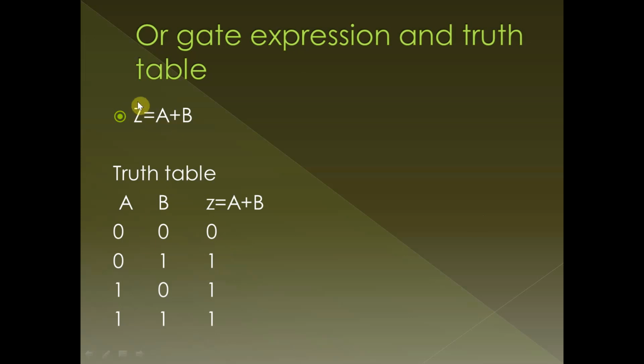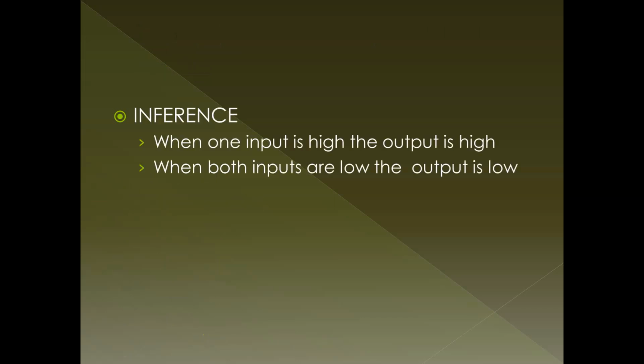Now, the expression for OR gate is Z is equal to A plus B. Again, with two different input signals, we get four combinations of inputs. That is 0, 0, we get 0; 0 and 1, we get 1; 1 and 0, we get 1; and 1 and 1, we get 1.